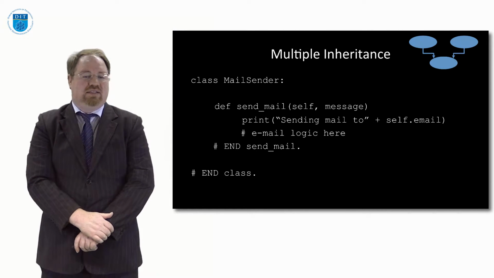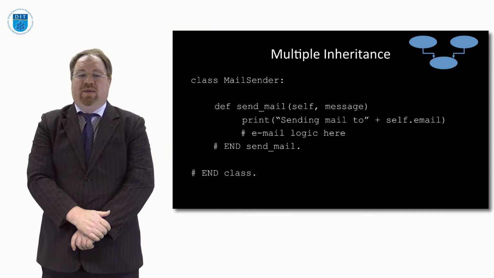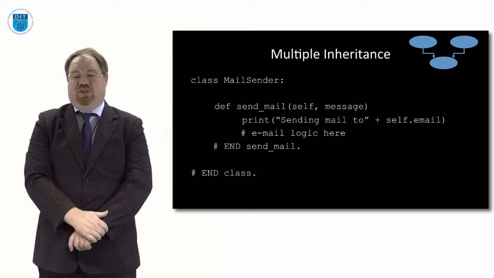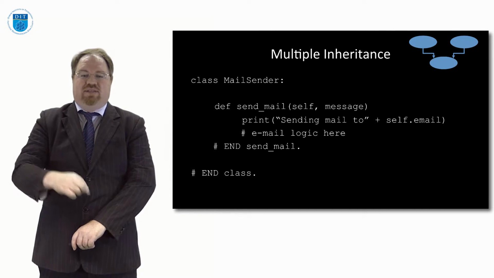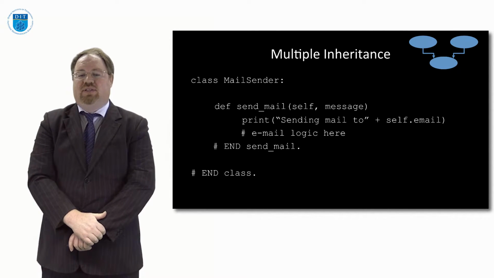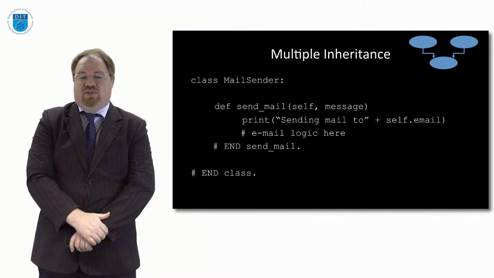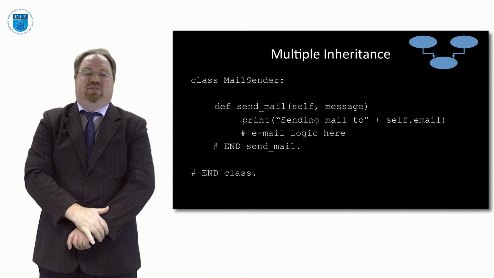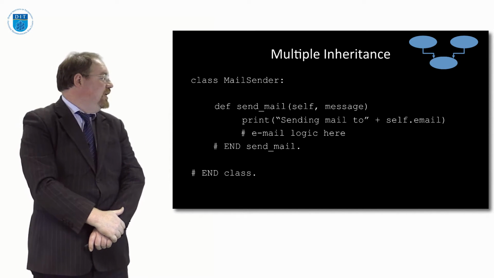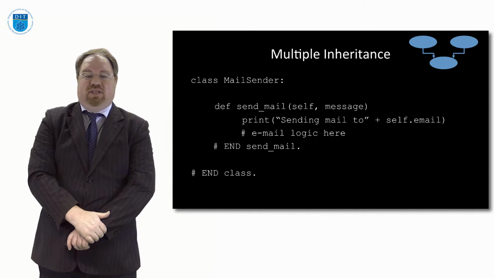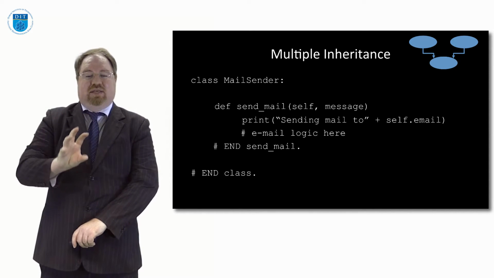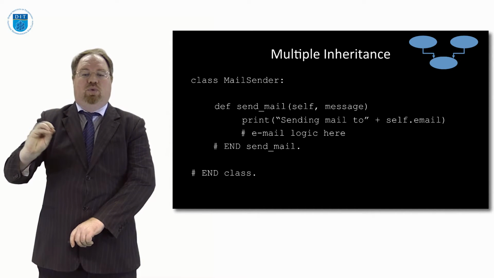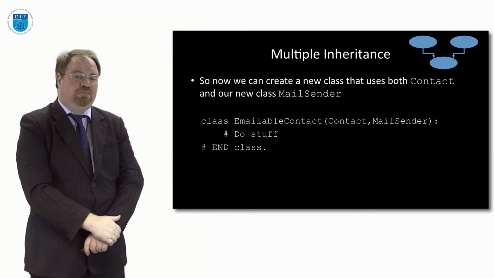And it looks something like this. The new class is called MailSender, and it has one method in it called sendMail. It sends a message to the current object's email address. So self is the current object, and the message is whatever message you want. I haven't actually put in how to set up a mail server. All I've done is print sending email to, and whoever the email address is. And that's our basic class. So let's imagine that class sends an email to the current object.